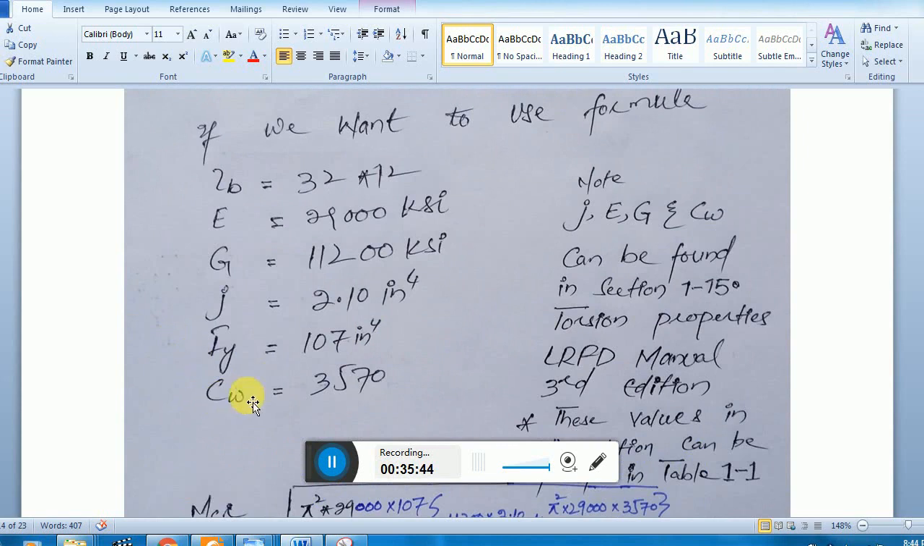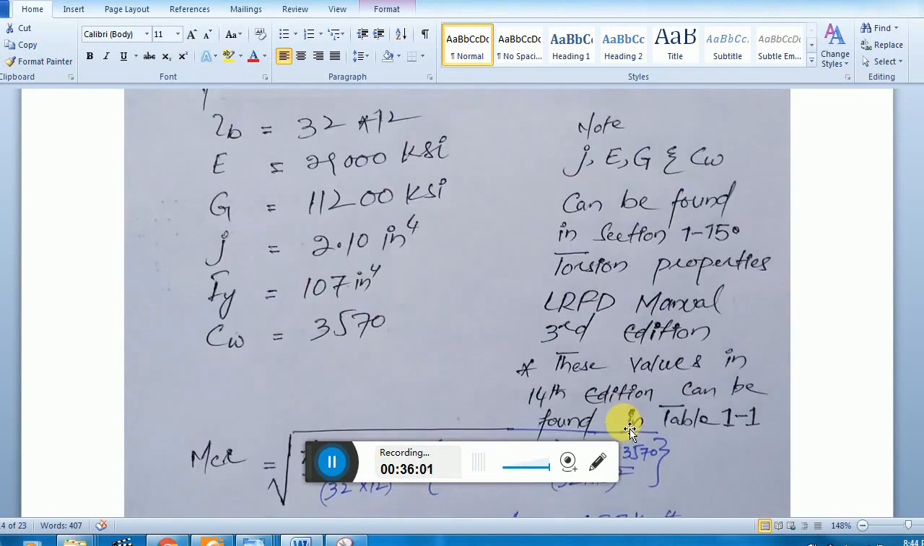The J value, G value and CW values can be found in the torsion properties section of our LRFD manual, third edition. These values in the 14th edition can be found in table 1.1. Clear? So let us see where these values are.